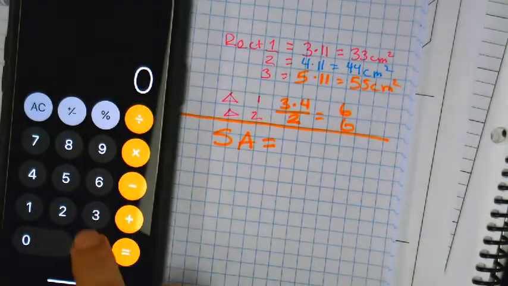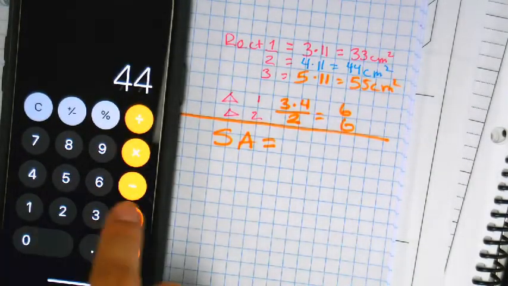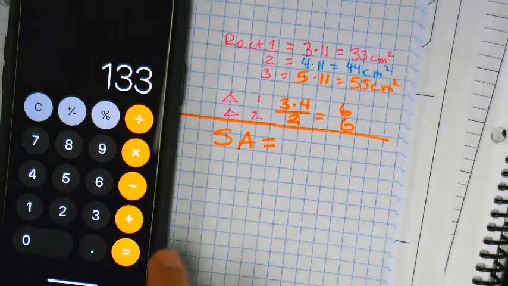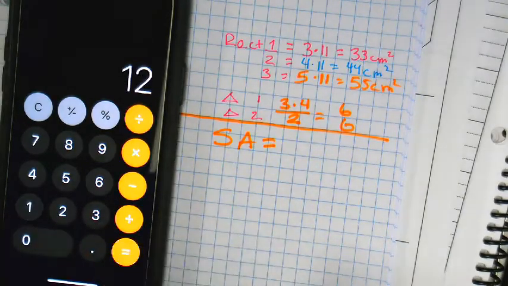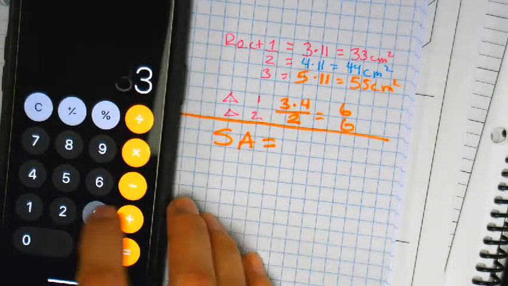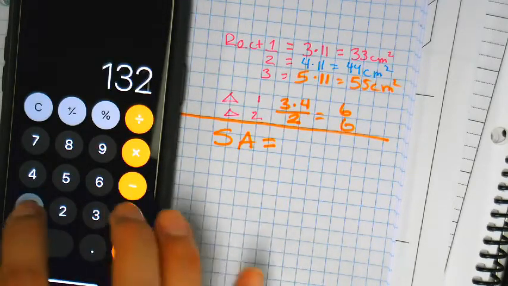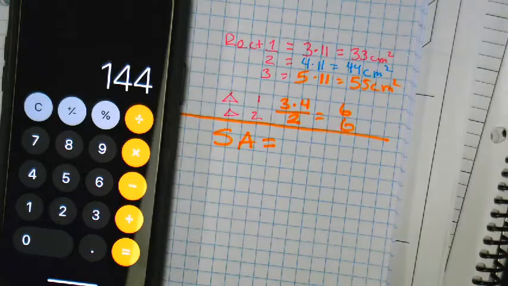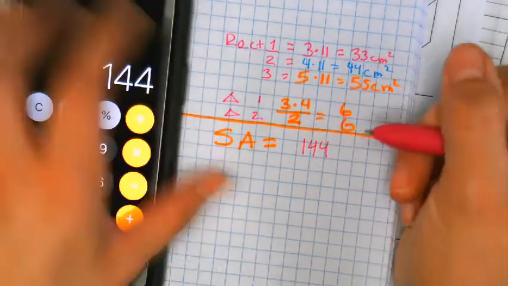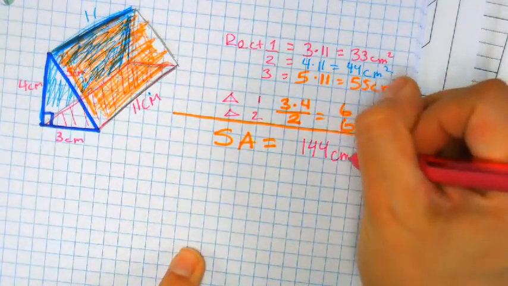All right. 33 plus 44 plus 55 plus 12. 33 plus 44 plus 55 plus 12. Yay, you guys got it right. 144 centimeters squared.